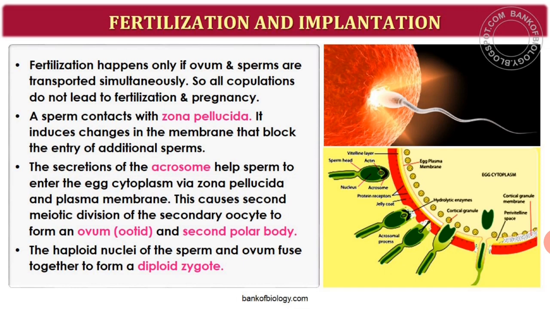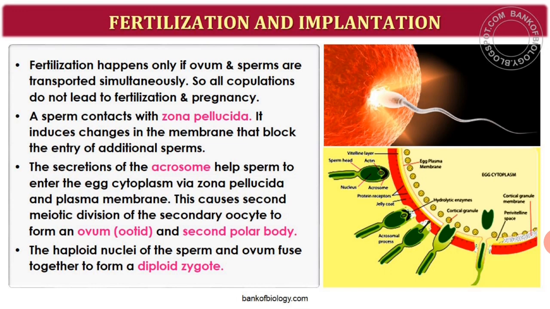Suppose one sperm has approached the egg. That approach of the sperm will lead to changes in the membrane of the egg, and therefore your egg will not allow another sperm to enter, because it has already permitted one sperm to go inside. So the membrane of the egg will block the entry of additional sperms.